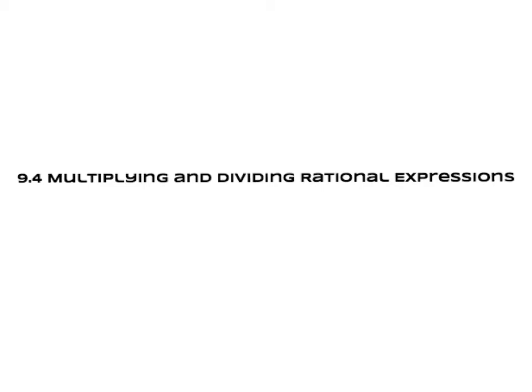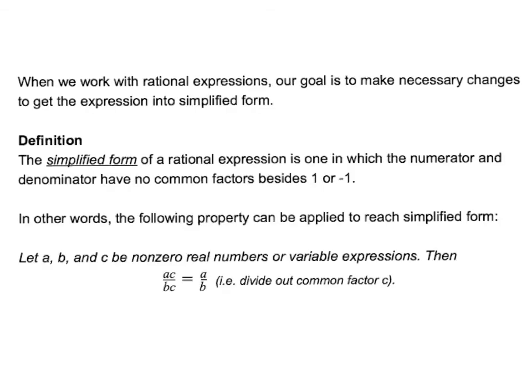So let's get started. Now, whenever we're working with rational expressions, our goal is to make changes in the expression so that we can get it into simplified form. And so that involves finding factors. Looking at this definition you can see on your screen, the simplified form of a rational expression is one where the numerator and the denominator, when factored, no longer have any common factors besides 1 or -1.